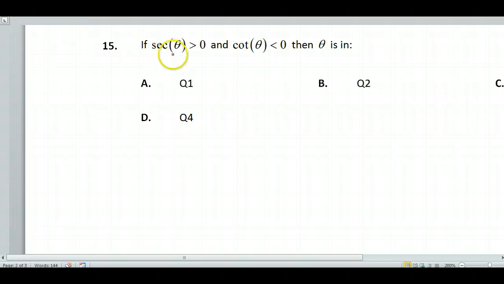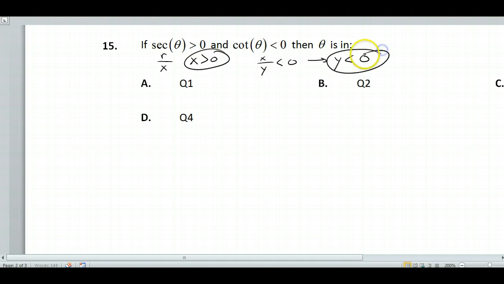The secant is positive. Well, secant is r over x. So that means x is positive, okay? The cotan is negative. Now, cotan is x over y, and that's negative. Now, x is positive, so that means that y is negative, right? If you want x over y to be negative and x is positive, then this one has to be negative. So x positive, y negative, you are in Q4.